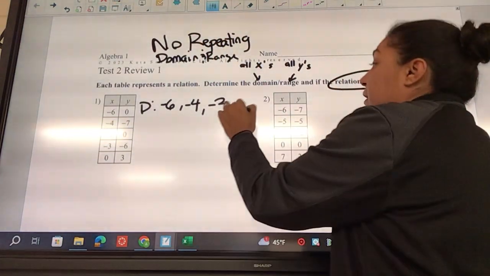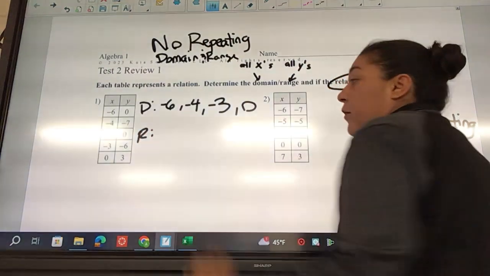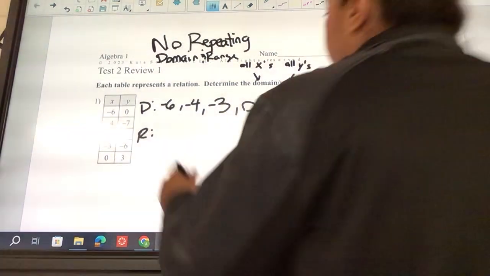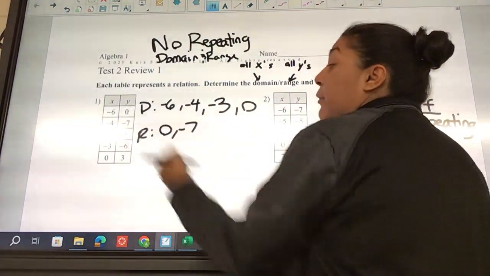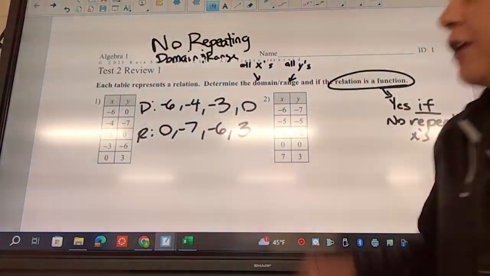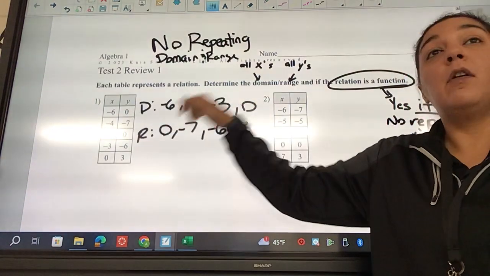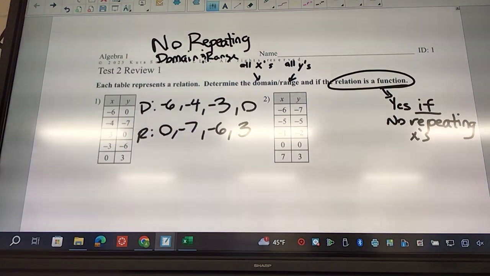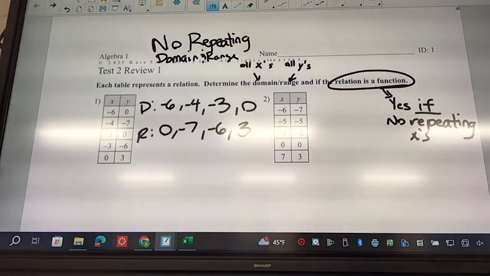Okay, and then we got 0. For the range, same thing, we're looking at all the y's. So it's going to be 0, -7, 0 again, which is already on our list, -6, and 3. Now, in your domain and range, I can have a 0 in both, but not on the same line. Then we ask, is this a function? Do any of the x's repeat? Yes, so no, it's not a function.